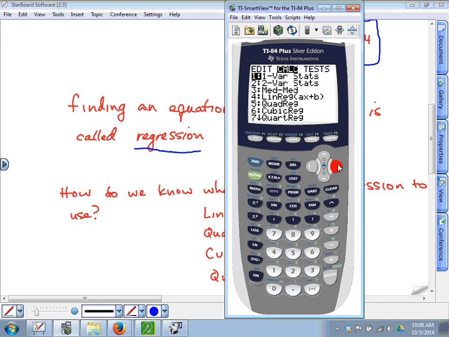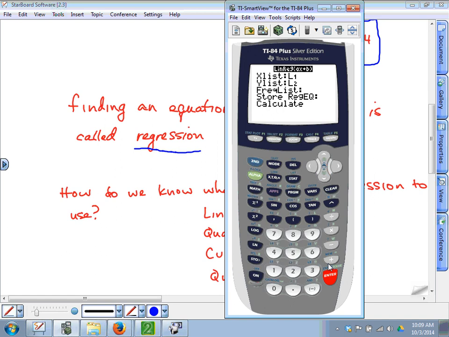I don't know where yours is on Casio. Have you found it? Whoa, cool. Okay, awesome. Now, you see where it says all this REG stuff? What do you think that means? Regression. Which one do we want? Linear regression. LinReg for short. So hit enter on that.